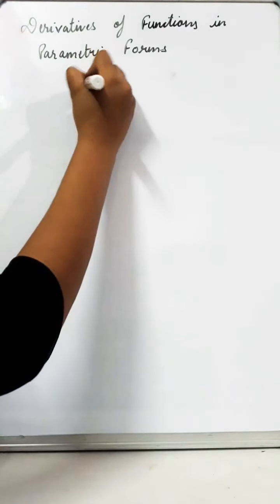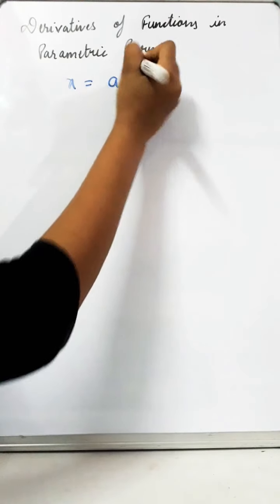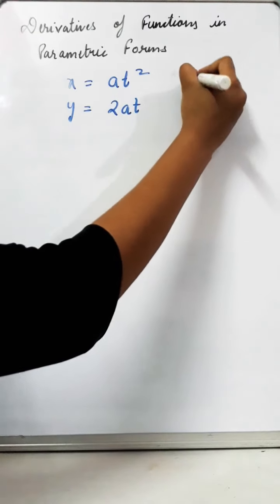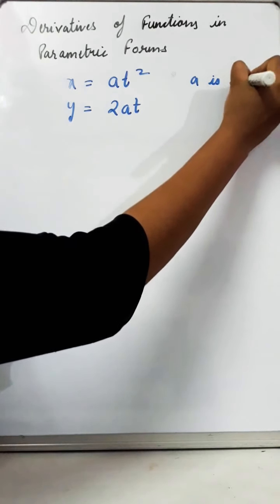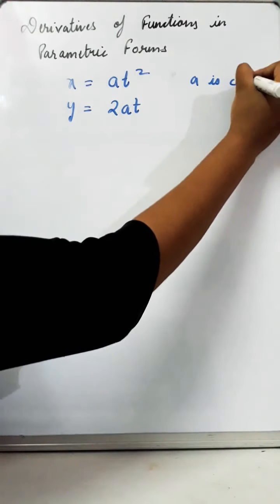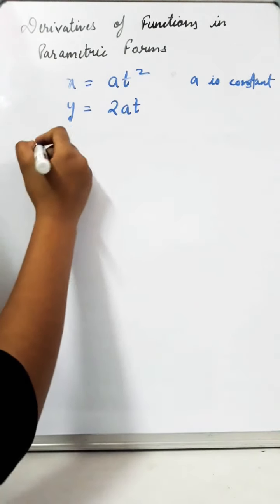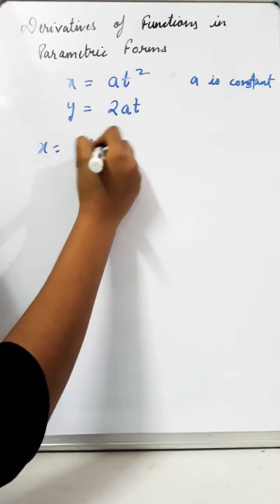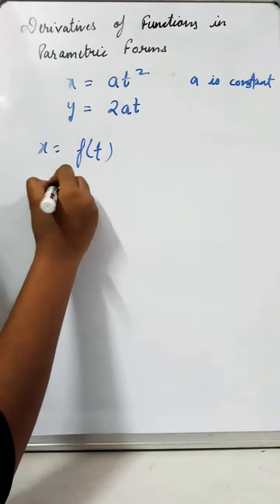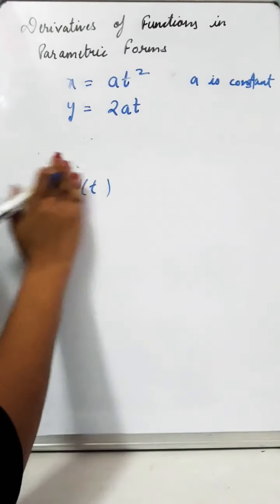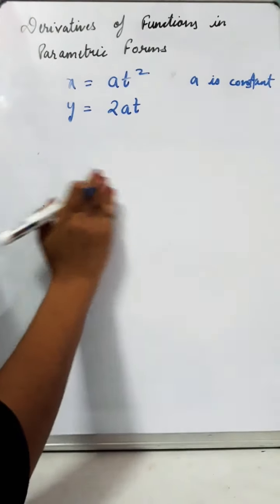Suppose x is equal to at square and y is equal to 2at, where a is a constant, and the parameter here is t, because x is defined in terms of t. x is a function of t, y is also a function of t, a is a constant, and you are asked to find dy dx.